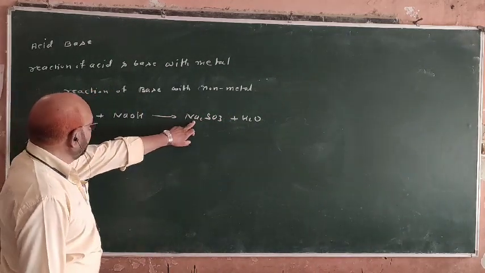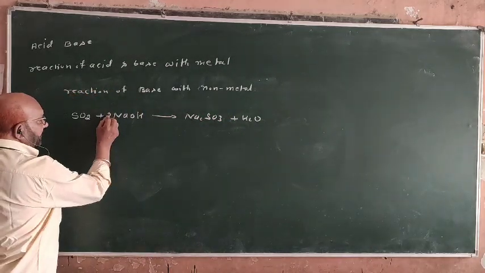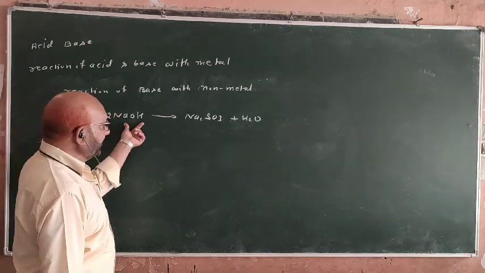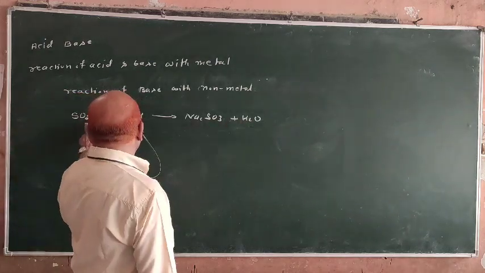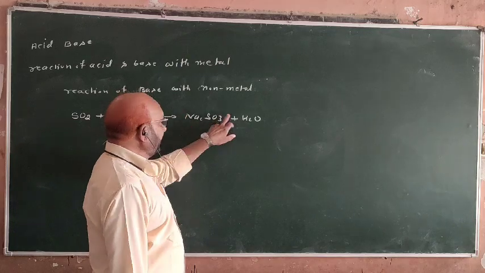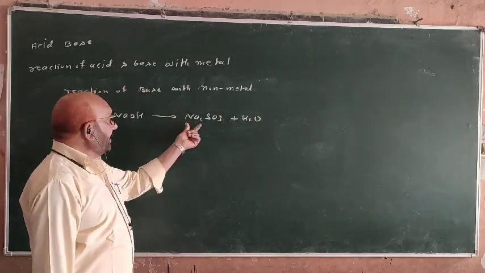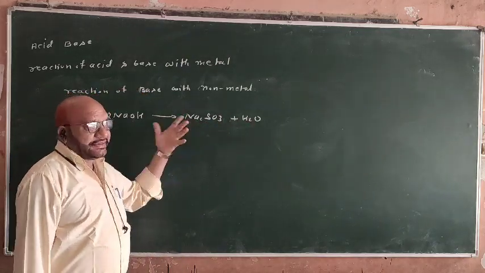Sodium atom is 2, here sodium atom is 1, therefore twice. Now hydrogen atom 2, oxygen 2 plus 2, 4, oxygen 3 plus 1, 4. Na2SO3 is called sodium sulfite.